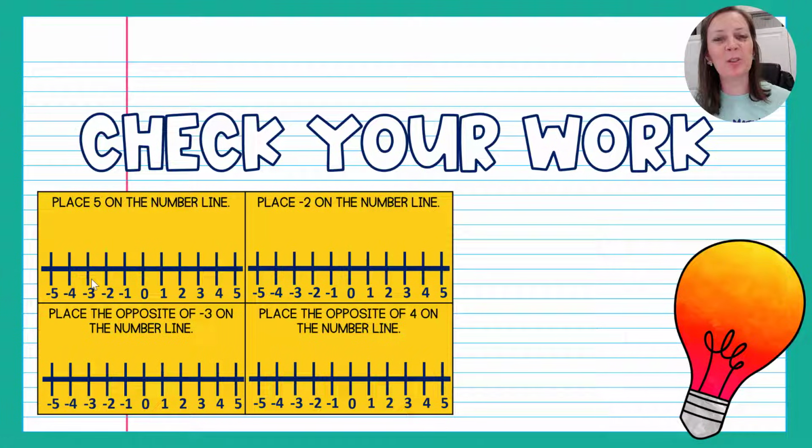Okay, let's check your work. You were supposed to graph 5, -2, the opposite of -3, and the opposite of 4 on your number line. So 5 looks a little something like this, -2 like this, the opposite of -3, and then the opposite of 4. So how did you do? Hopefully you did really well. If you did not, let's go back and try to figure out what mistakes we made and make those corrections so that we have good notes to look back on.